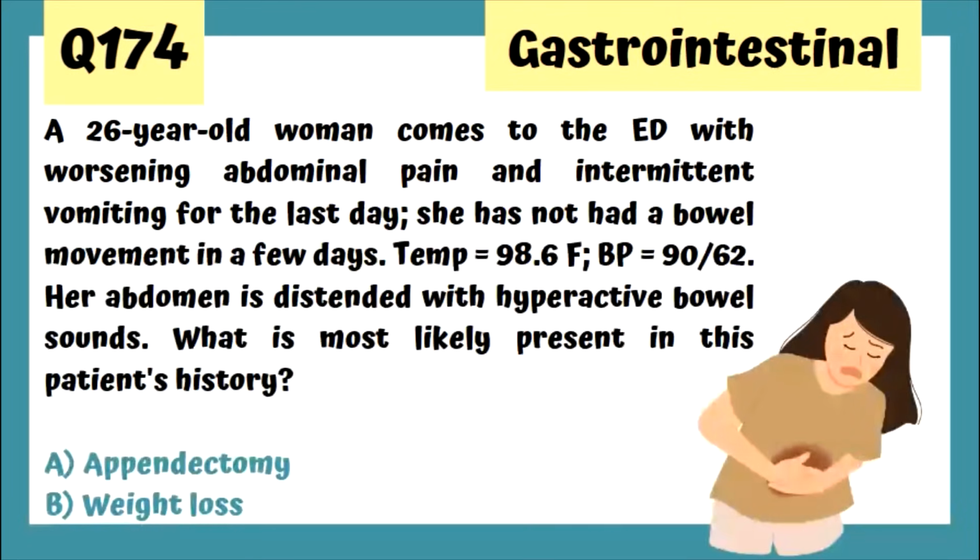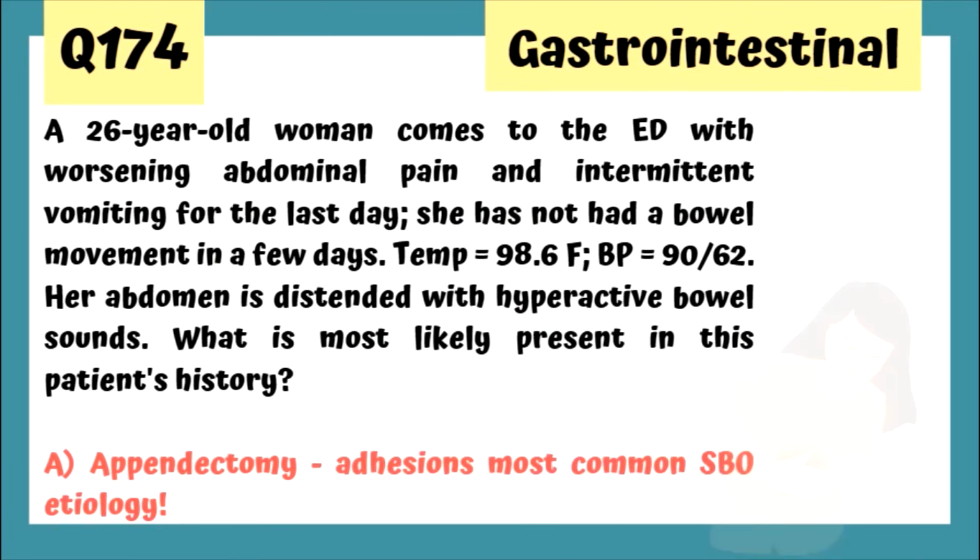Question 174, a 26-year-old woman comes to the ED with worsening abdominal pain and intermittent vomiting for the last day. She has not had a bowel movement in a few days. Temperature is normal, blood pressure is low, her abdomen is distended with hyperactive bowel sounds. What is the most likely finding present in this patient's history? So she sounds like she has a small bowel obstruction. What's the most common cause of a small bowel obstruction? Adhesions due to surgery, so she's likely had an appendectomy.